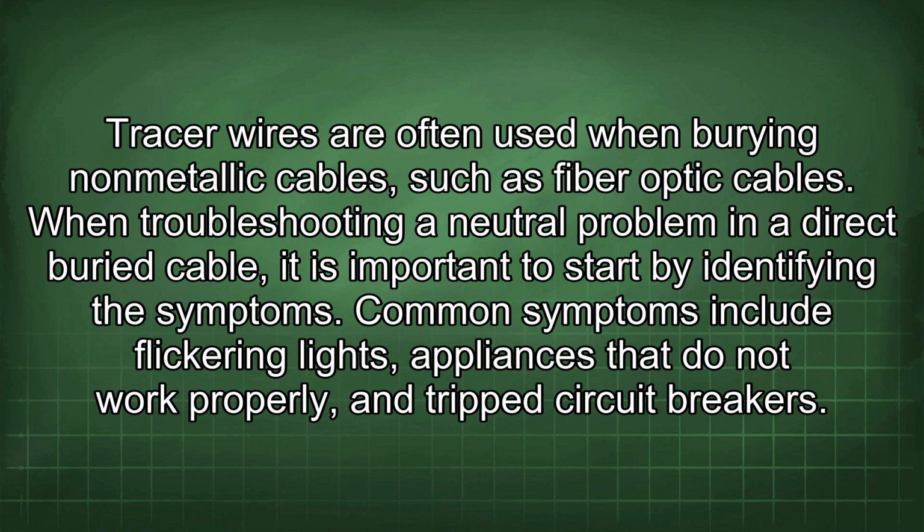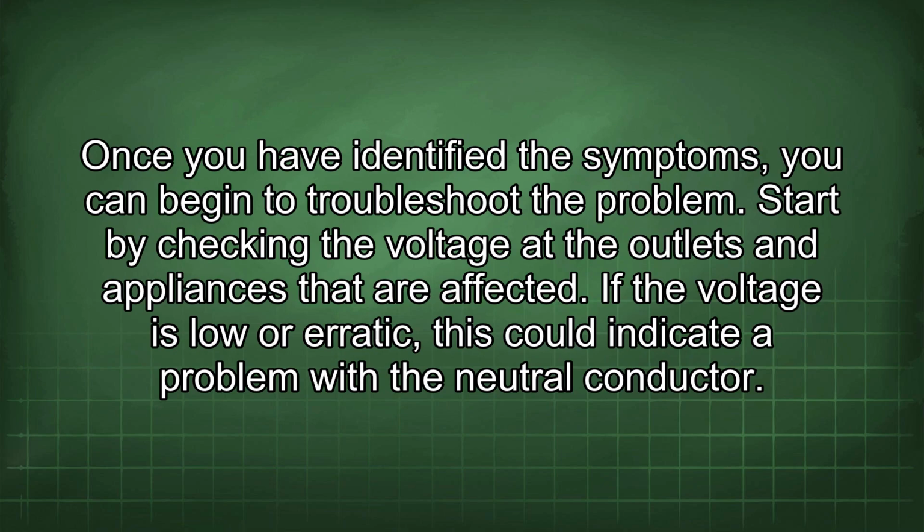When troubleshooting a neutral problem in a direct buried cable, it is important to start by identifying the symptoms. Common symptoms include flickering lights, appliances that do not work properly, and tripped circuit breakers. Once you have identified the symptoms, you can begin to troubleshoot the problem. Start by checking the voltage at the outlets and appliances that are affected. If the voltage is low or erratic, this could indicate a problem with the neutral conductor.